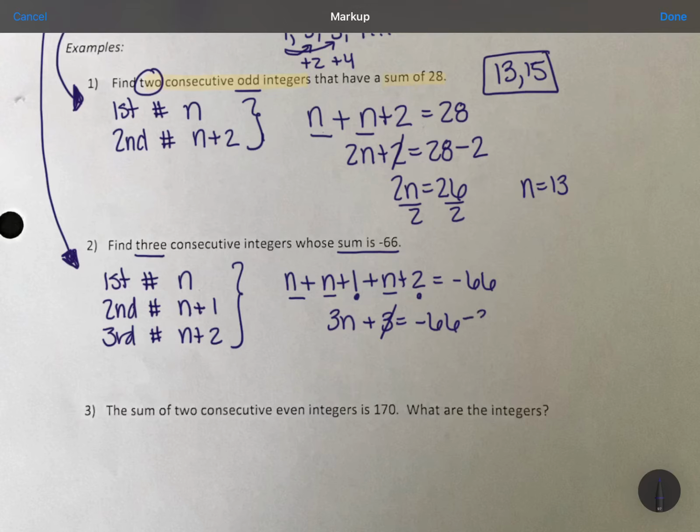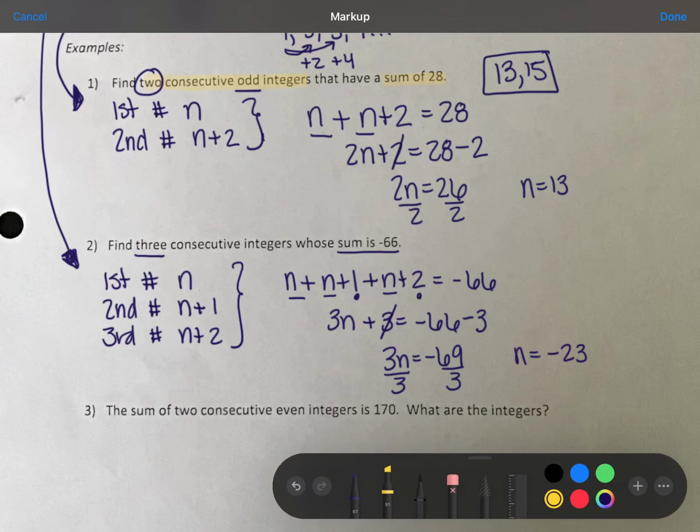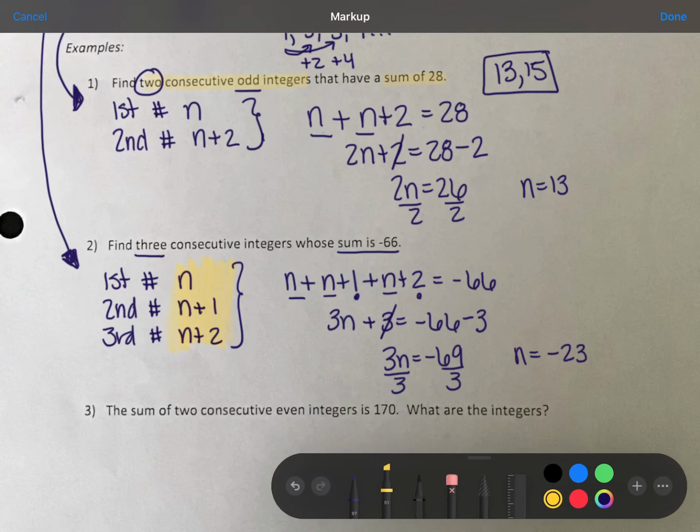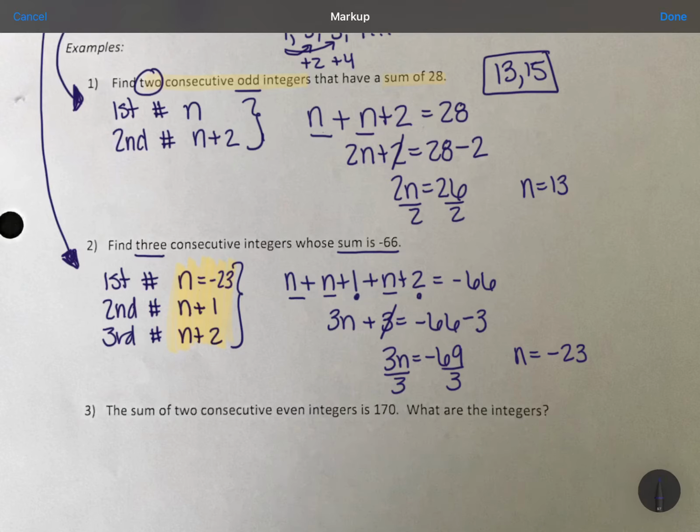We move the constant, and you get negative 69. We divide by 3, and we get n equals negative 23. So that's not my complete answer, that's only part of it. If you take a look at your numbers that we identified at the start, that might help you determine your 3 integers. N is negative 23, we just found that.